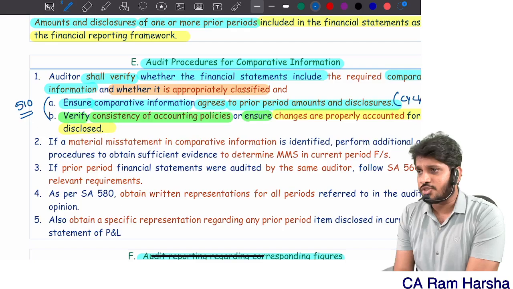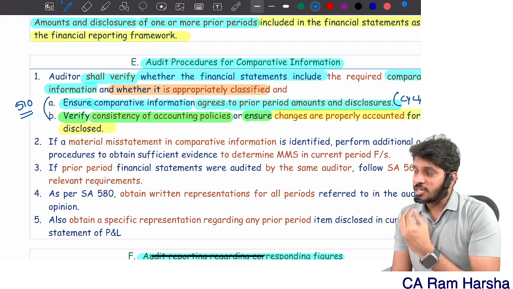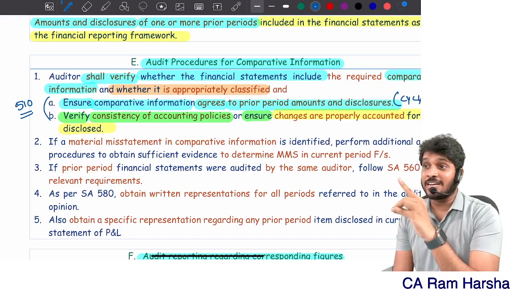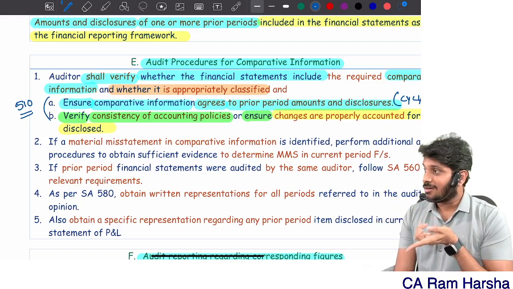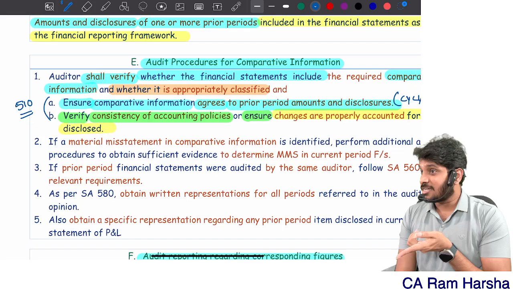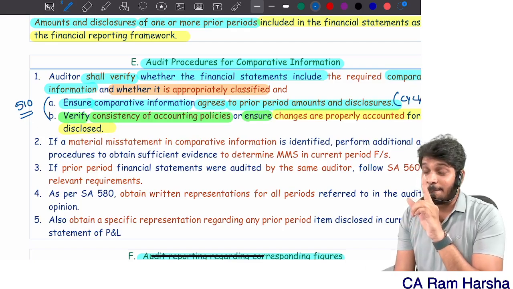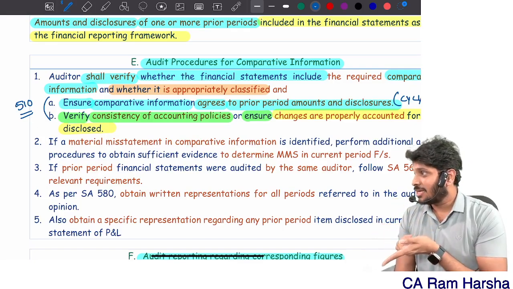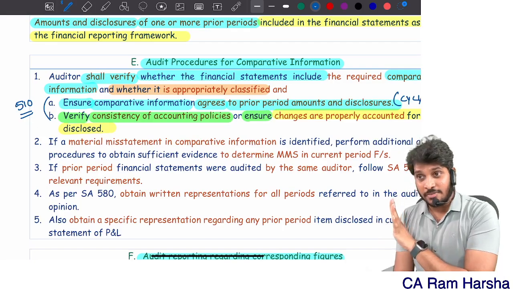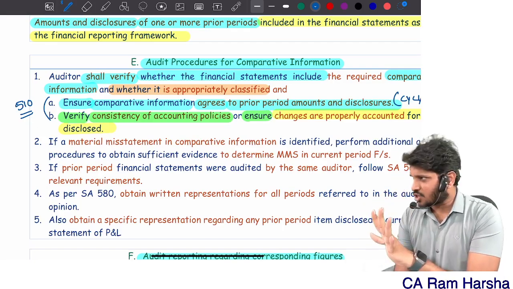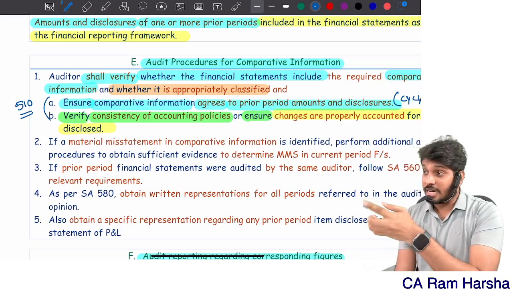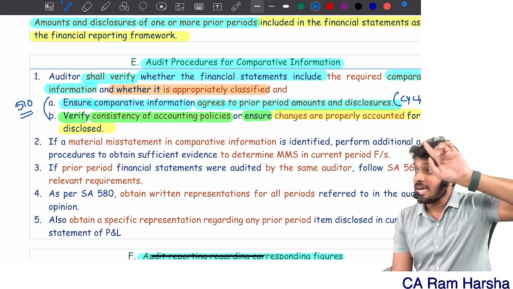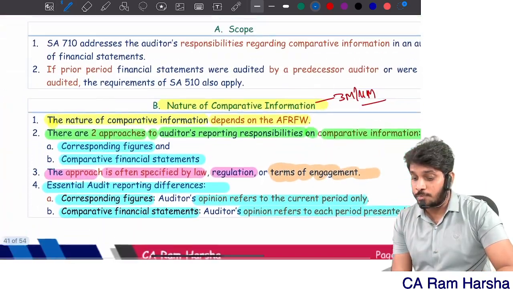What does the 510 standard say, you know? The auditor shall obtain sufficient appropriate evidence whether opening balances contain material misstatement. Whereas here, it is not whether comparative information contains material misstatement. Whether comparative information is presented and disclosed as per the framework, that is the responsibility. The auditor's objective is whether comparative information is given as per the framework, whatever the approach applicable to the company. If corresponding figures contain misstatements, the SA 510 standard also applies. That is why the scope, you see.